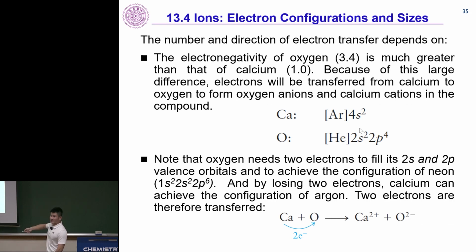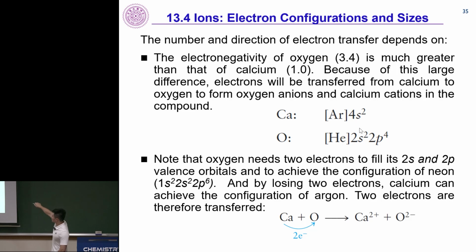The electronegativity, right? The higher electronegativity element, that would be the non-metal. On the other hand, the lower electronegativity element, which will be the metal, loses electrons. For example, oxygen is much greater than that of calcium, so oxygen will gain electrons, calcium will lose electrons. Because of this large difference, right? The difference is like 1.0 to 3.4. Electrons will be transferred from calcium to oxygen, right?